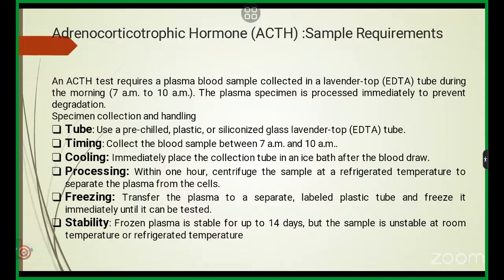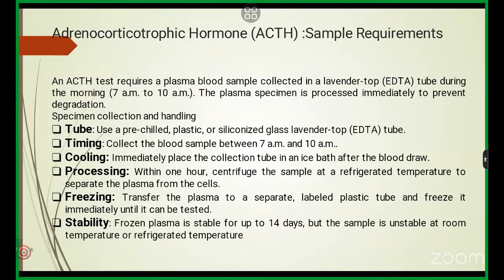So, adrenocorticotropic hormone sample requirements. ACTH requires blood sample to be collected in a lavender top, EDTA. You should be aware that the morning sample should be collected between 7 and 10 a.m. and plasma should be processed immediately to prevent degradation.